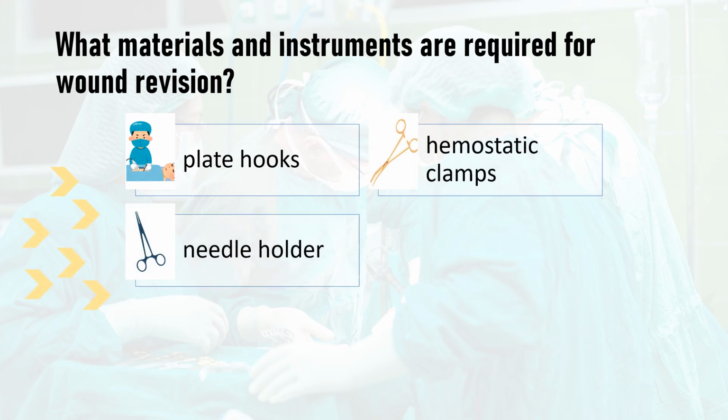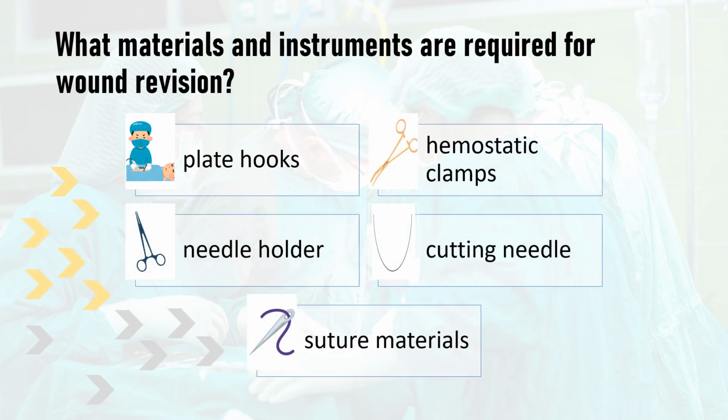What materials and instruments are required for wound revision? Plate hooks, hemostatic clamps, needle holder, cutting needle, suture materials.